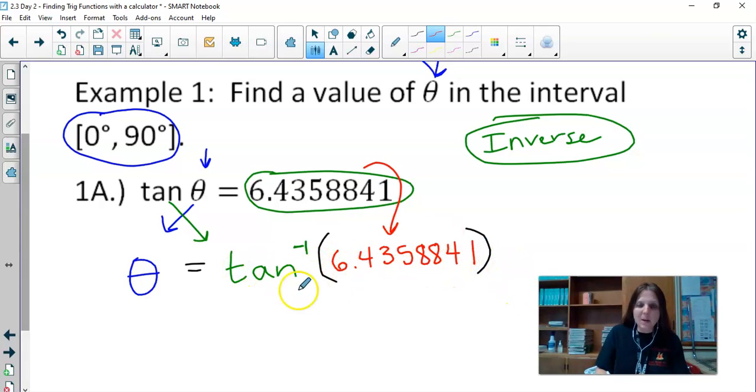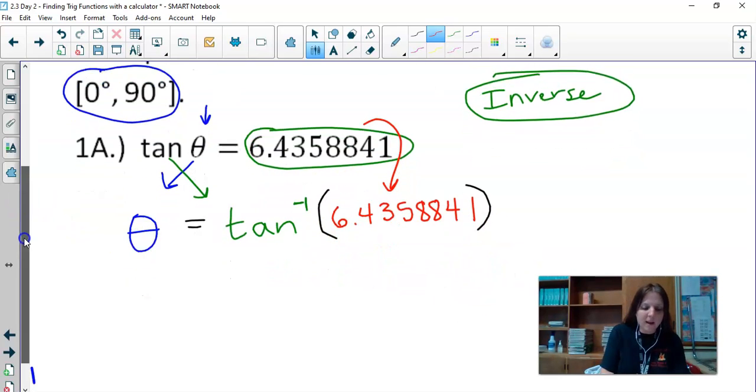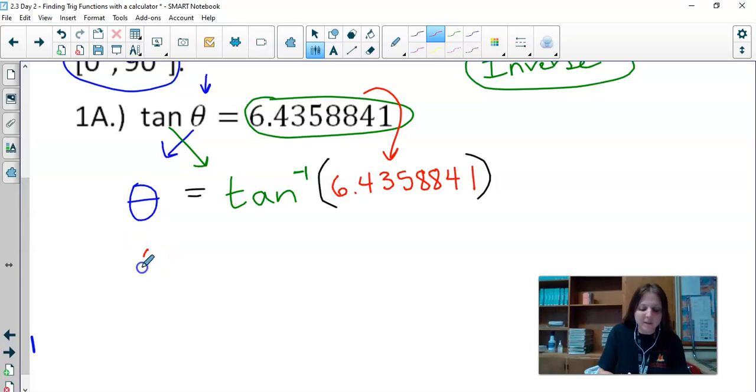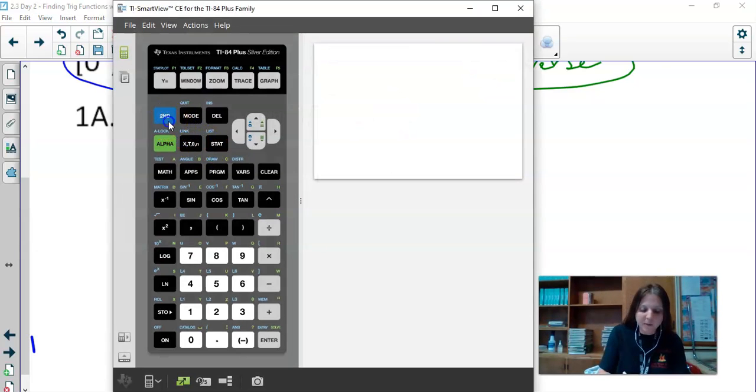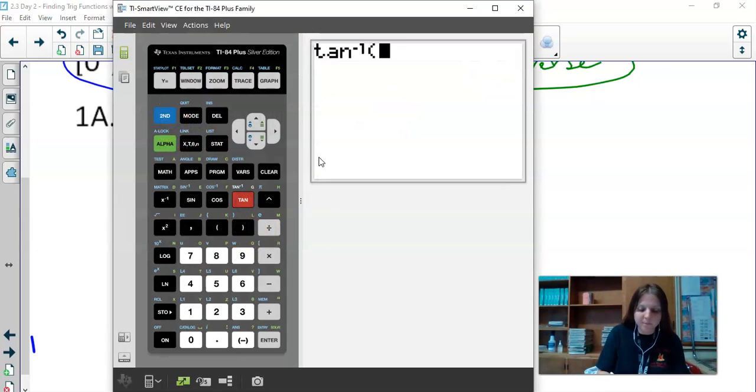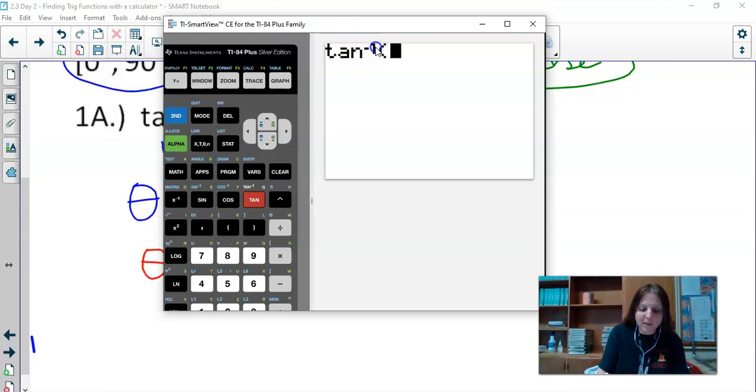So we're going to type it in this order. The inverse tangent of this given trig function. And what we're going to end up with is the angle. This is going to be an approximate answer. So what your book does for these angle answers is it puts that symbol, which means approximately. I'm going to type it in. Second tangent. And now I'm going to type in this number.